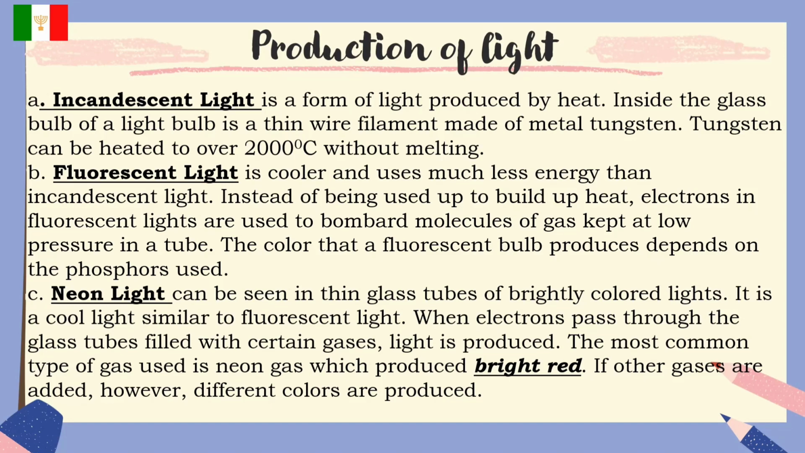And the last one is the neon light. Neon light can be seen in thin glass tubes of brightly colored lights. It is a cool light similar to fluorescent light. When electrons pass through the glass tubes filled with certain gases, light is produced. The most common type of gas used is neon gas, which produces bright red. If other gases are added, however, different colors are produced.